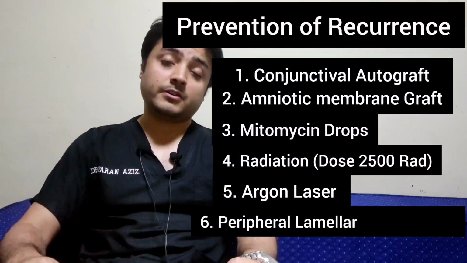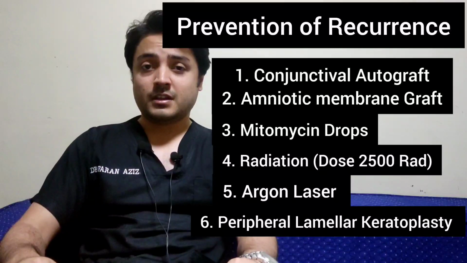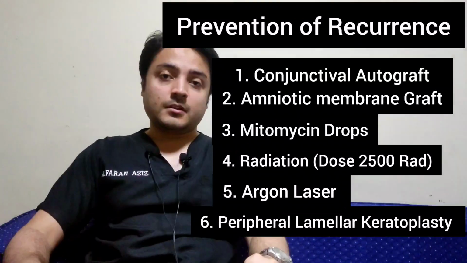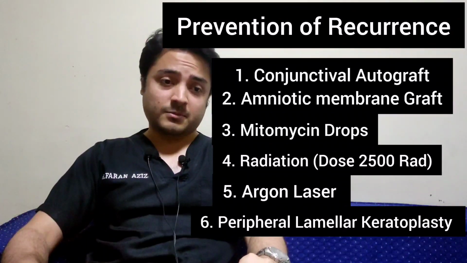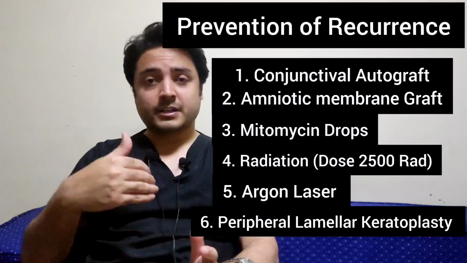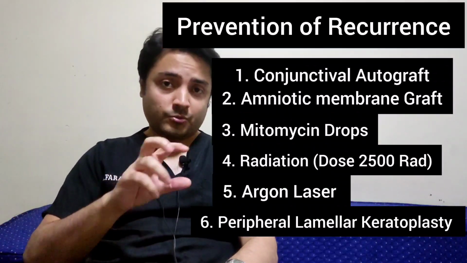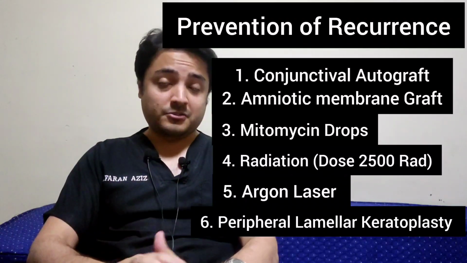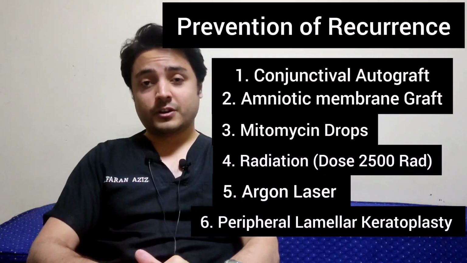And the last one is peripheral lamellar keratoplasty. It can be used for deep lesions. Peripheral lamellar keratoplasty is basically the removal of the cornea which is damaged and replacing it with a donor's cornea. So this is the last stage of treatment where you have to remove the damaged cornea.